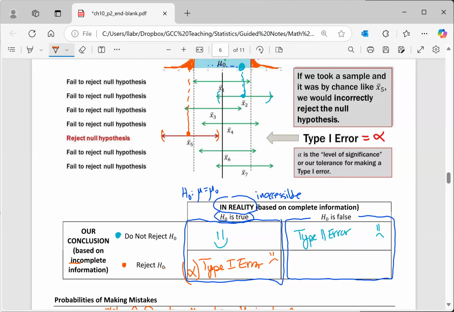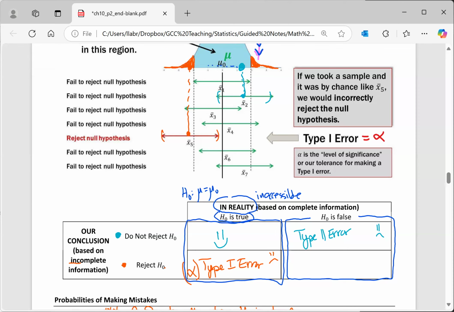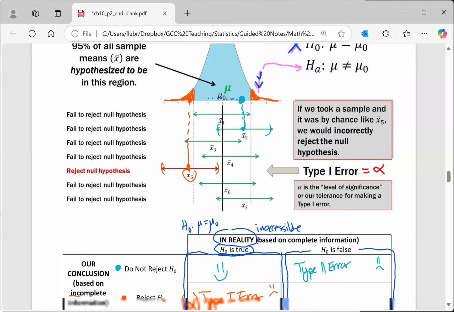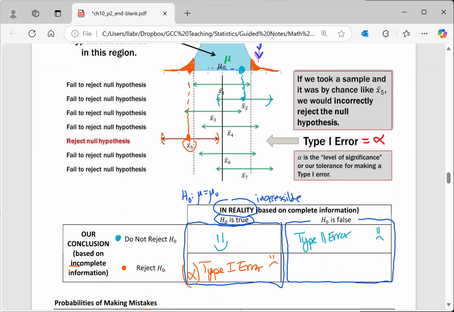All right, now for the next one, let's say that you reject the null when H0 is false. So you end up getting, for example, x5. That's in the critical region. That's reject the null. The null is false, so you really should have rejected. And so in this case, you are happy because you got the correct conclusion.